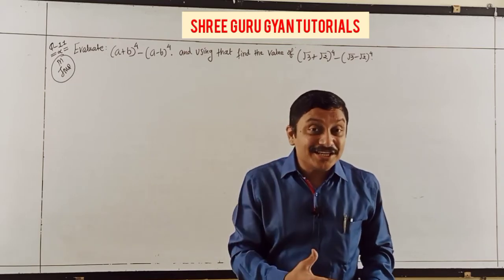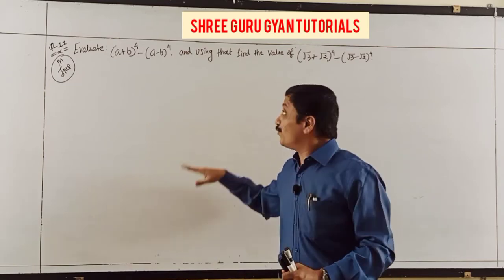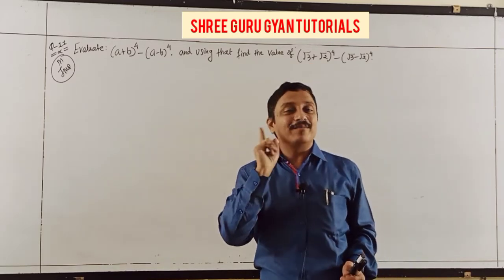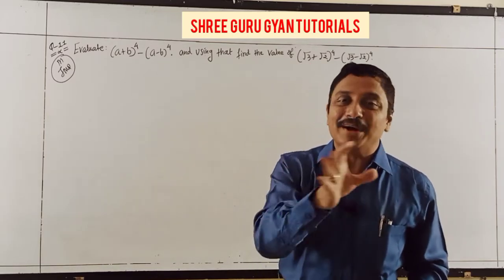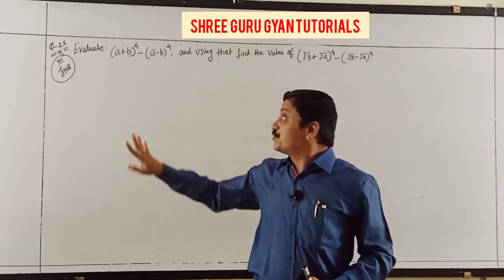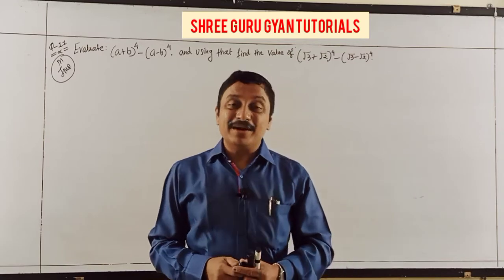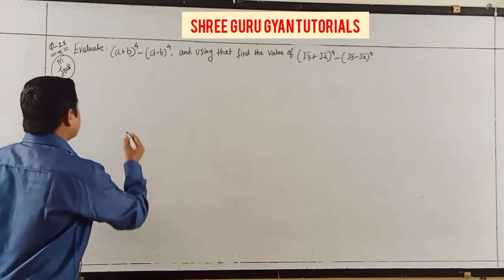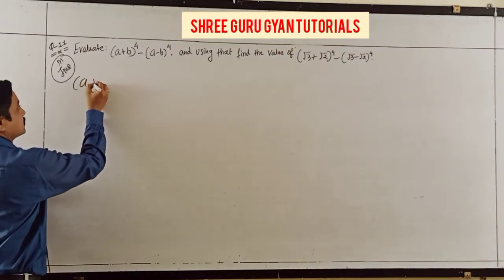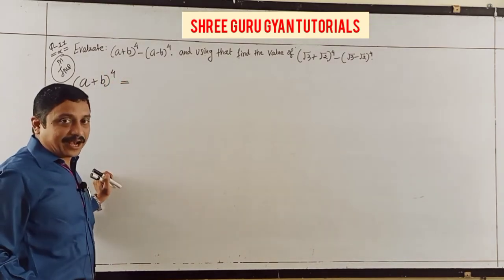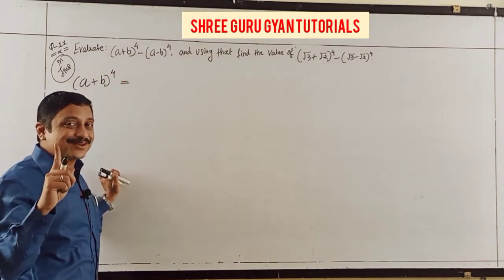And using this answer, we can also derive the value of (root 3 plus root 2) raised to 4 minus (root 3 minus root 2) raised to 4. So, first of all, I derive this, and after that, the second. Very easy, but like this one. First of all, we start by finding (a plus b) raised to 4 and apply your first theorem.